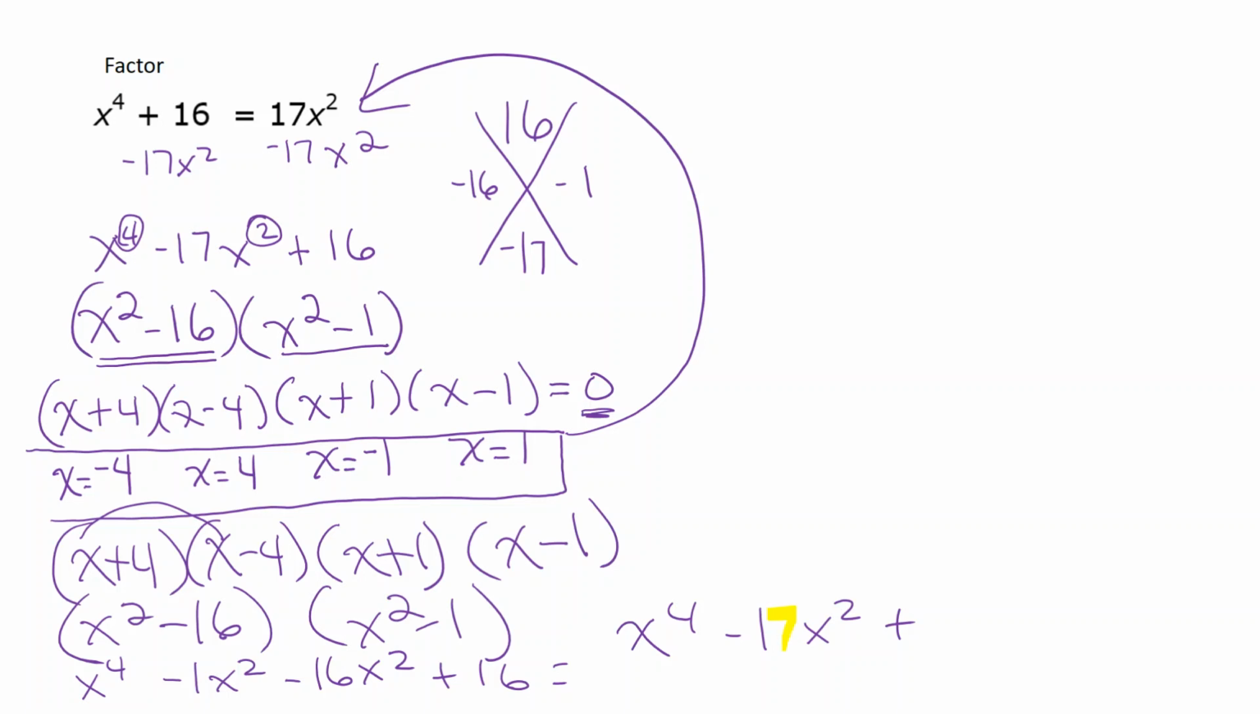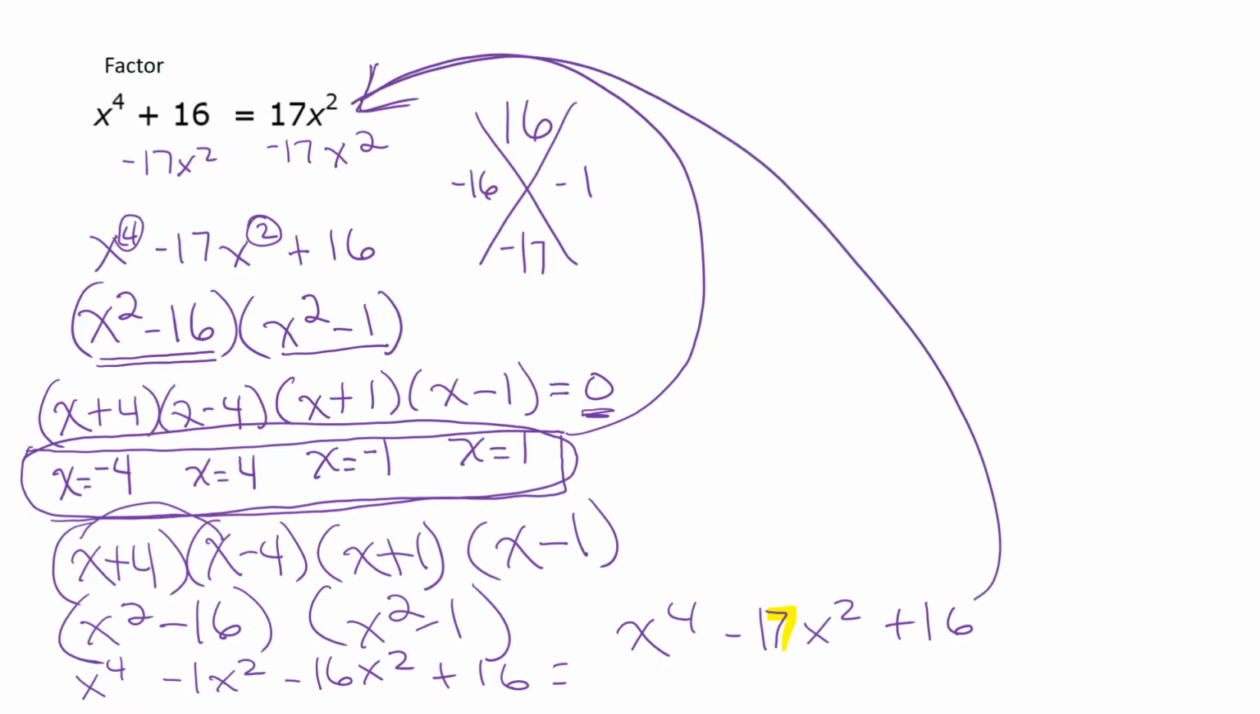17x squared, whoops, plus 16. And so you can see if we start with our roots, we can just fill them back in, multiply them out, and end up with our original polynomial. So we can go in either direction.